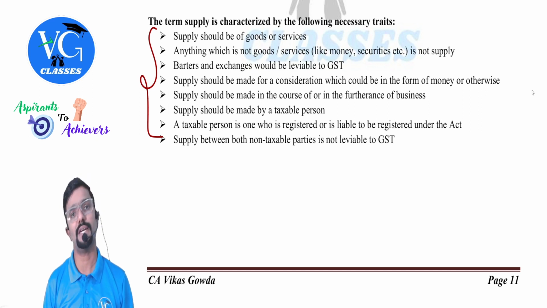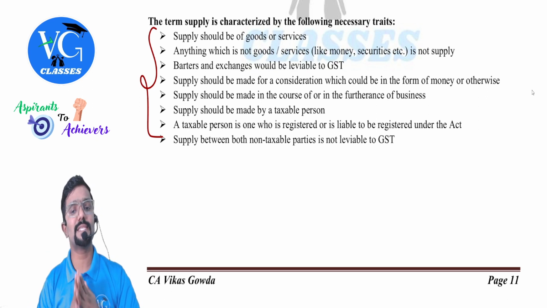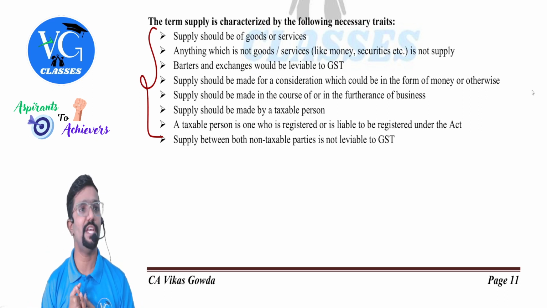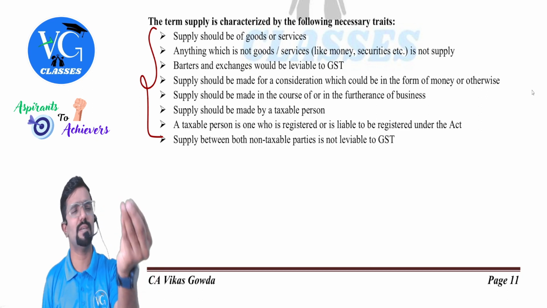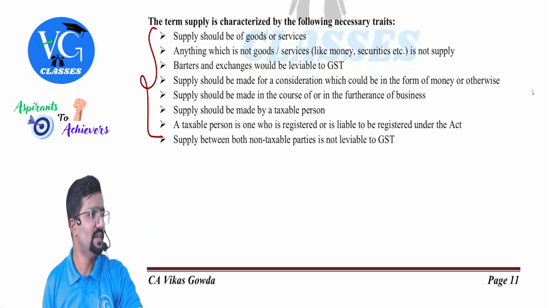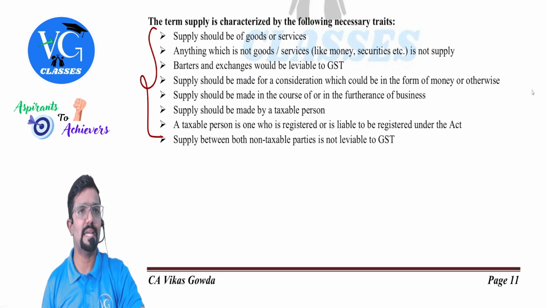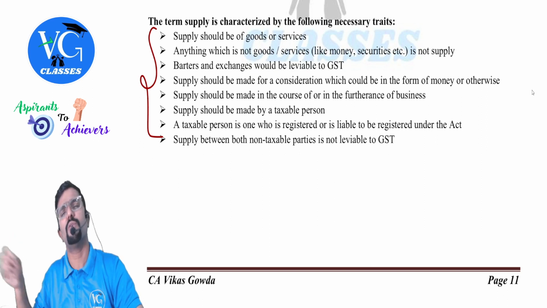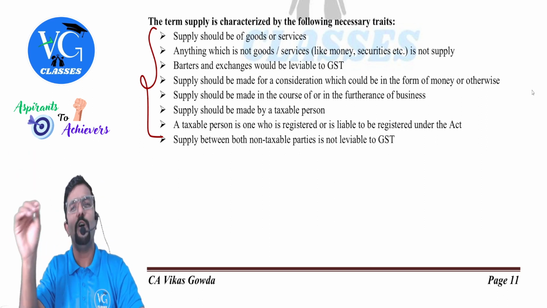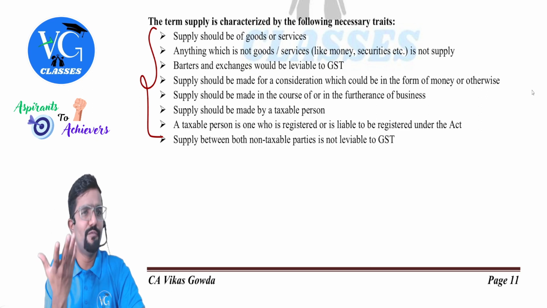Okay. Last one. Supply between both non-taxable parties is not leviable to GST. For example, you are doing a small business. You sold some goods to your customer. Both of you are not registered under GST. Should you pay GST? No, because you are non-taxable parties. Hope you understood. Because when you go and deal with any small people or even small restaurants, okay, let me give you an example like this. When you go and visit any darshinis, small darshinis, you would have had some food items.